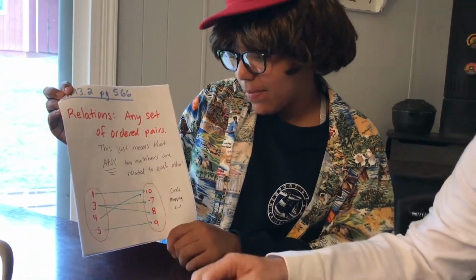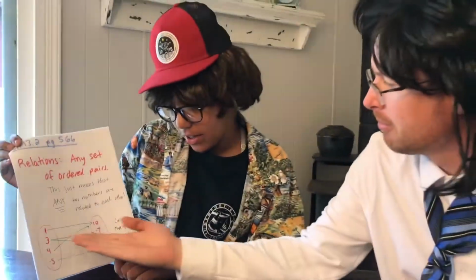I'm Mr. Landon. Today we're going to be learning about relations and what a relation actually is. Over here, my correspondent, Sourdough Bread. Hi. A relation is any set of ordered pairs. This just means that any two numbers are related to each other.